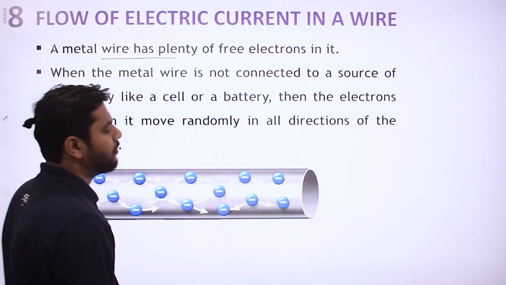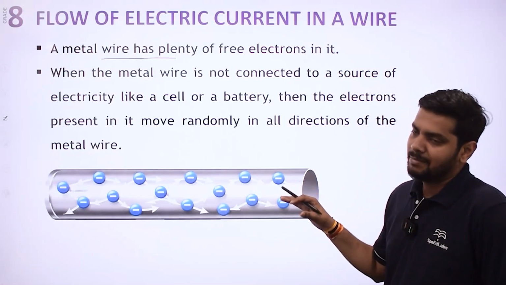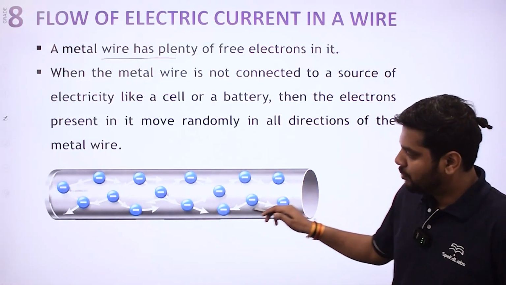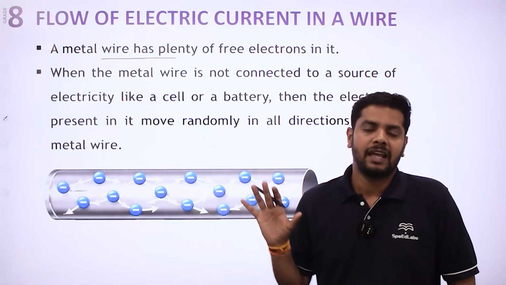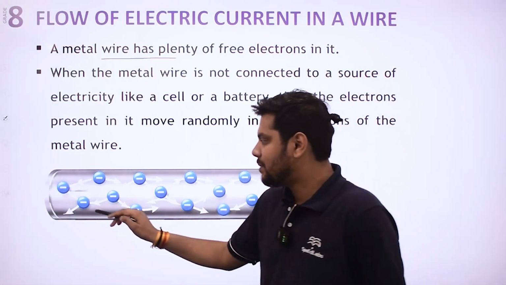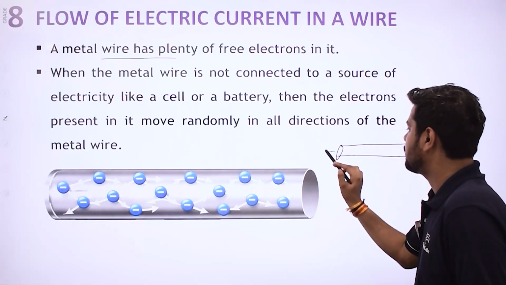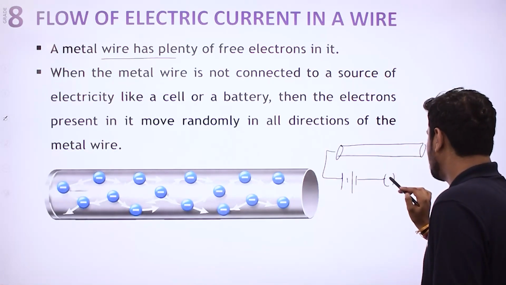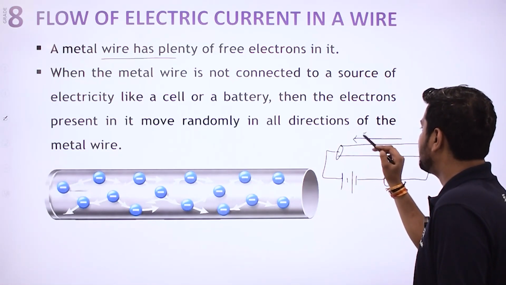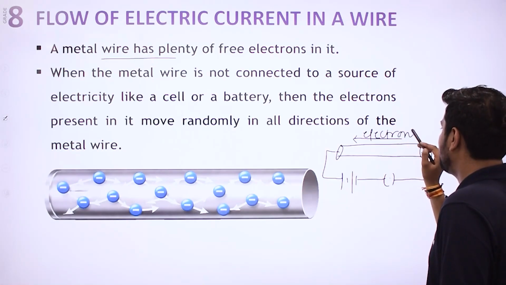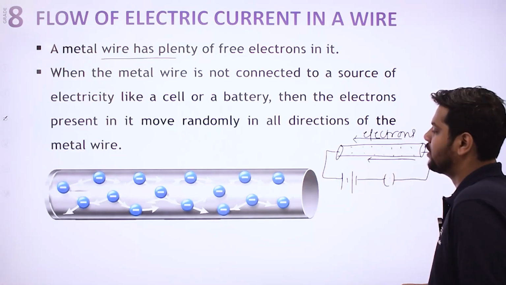A metal wire has plenty of free electrons. You can see here, let's say this is a metallic wire which we have, and numerous electrons are present. All of these electrons are moving randomly in all directions, right? But when I connect a battery to this wire, what will happen, students? In that case, all of the electrons will be aligned and will start to move in one particular direction. And then we will say that yes, electricity is flowing. So this is how you can understand this.